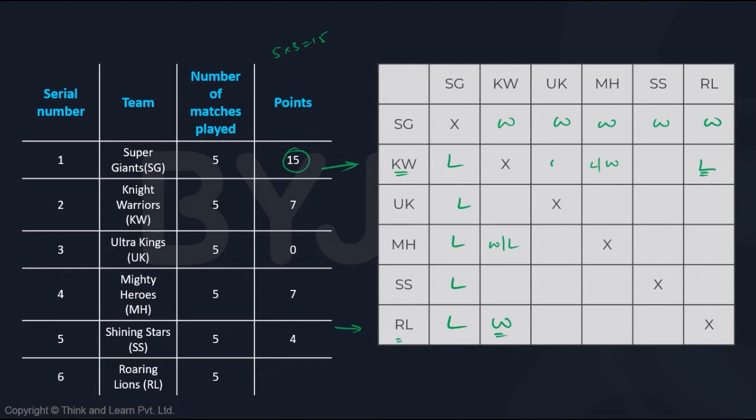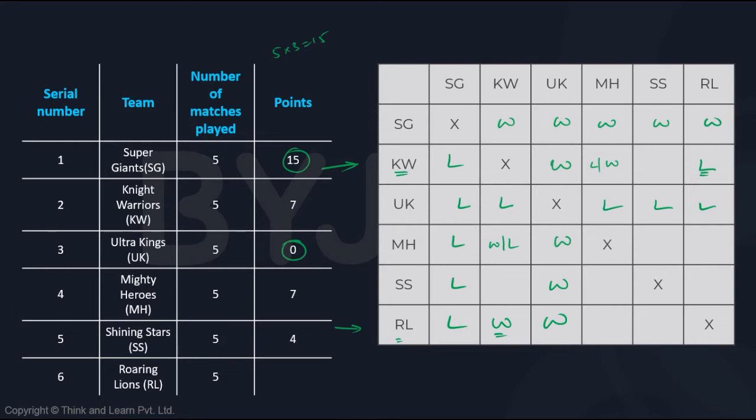Now, if you look at this, Ultra Kings lost everything. So Ultra Kings loses everything. So symmetrically, it will be a win here, win here, win here, and a win here.